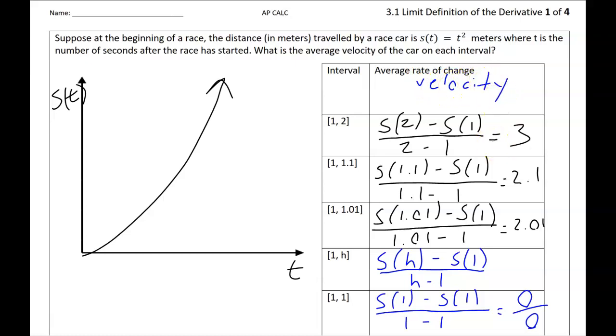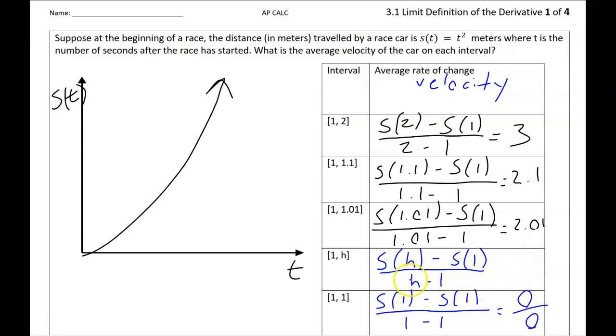And I gave you the first couple velocities, right? So that's the table filled out. And notice that as my interval gets smaller, my velocities go from 2.1 to 2.01 and so on. Our velocity is going to be 2. We can kind of see that trend, but we don't know how to prove it yet.